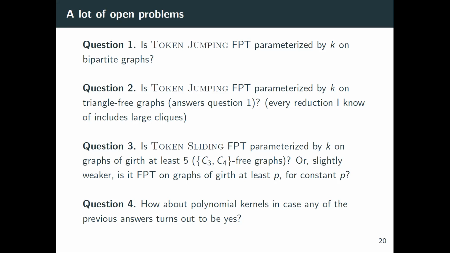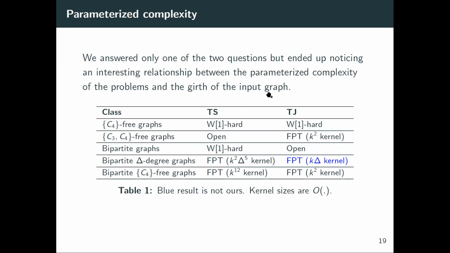Now when you go to token sliding, the open problem is what happens for token sliding on graphs of girth at least 5, so if they are C3, C4 free. Or you can make that a bit weaker and ask for any girth of at least P for some constant P. And for all of these questions, polynomial kernels would be interesting as well, because in our case, we do get polynomial kernels for the FPT result. The polynomials are not great, but polynomial regardless.